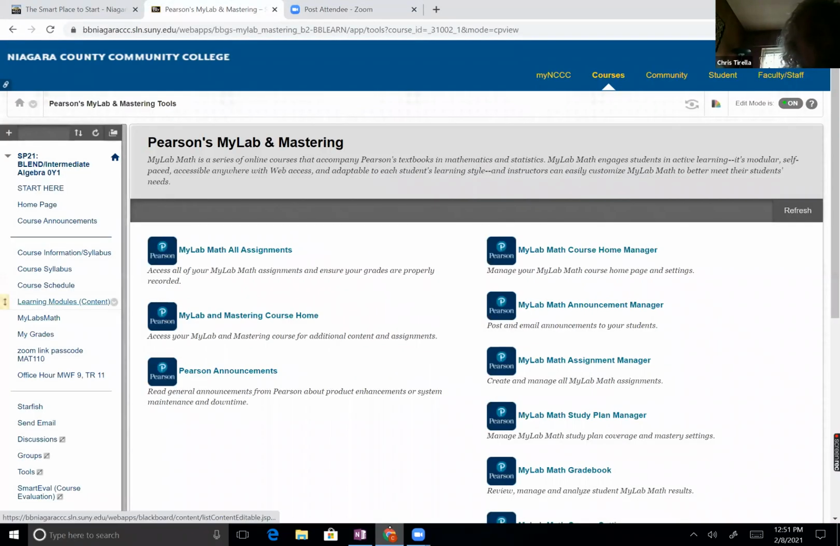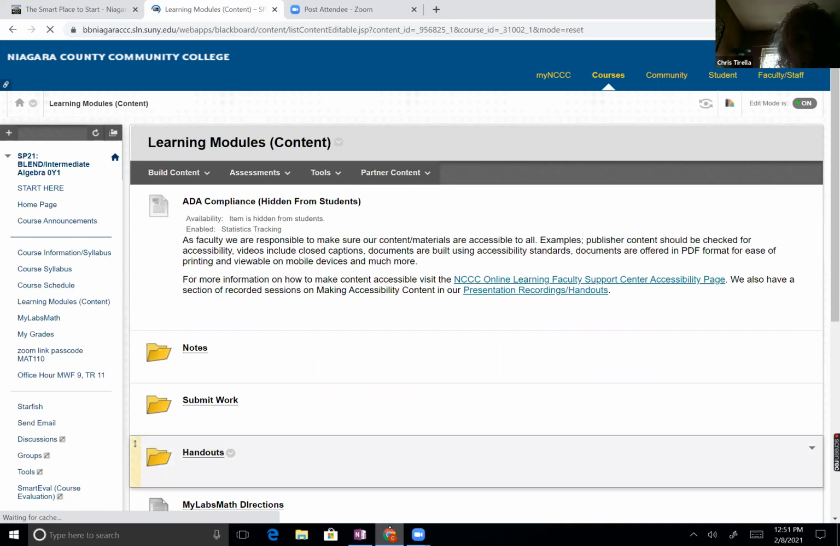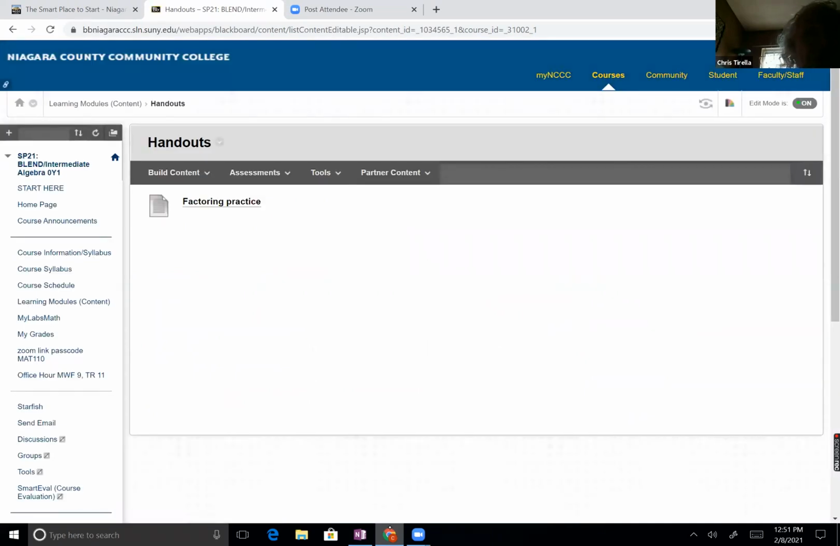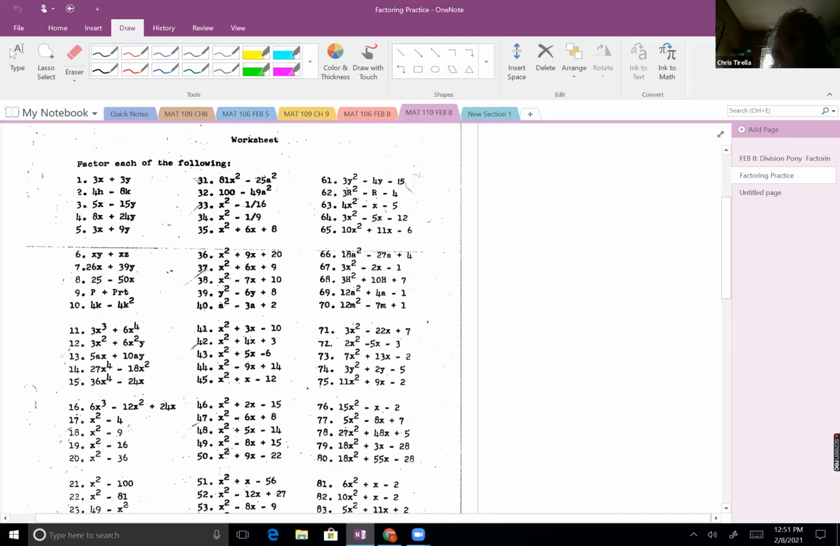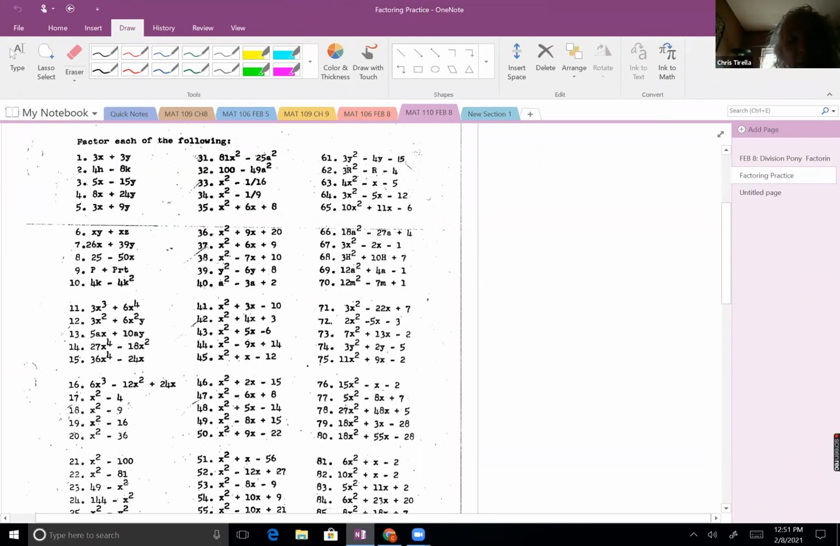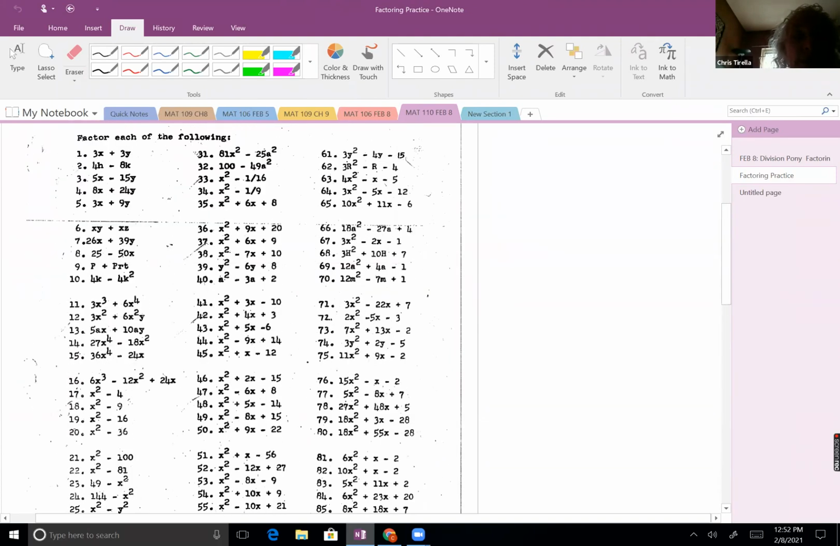And so there's an extra in Blackboard and learning modules content. And my internet's too slow today. Sorry, guys. And handouts. I put a present there for you guys. And the present is a factoring practice worksheet. I also took the liberty of adding that factoring practice worksheet to today's notes. And look at that. Isn't that a thing of beauty? It is 90 factoring problems. Not quite 100. There's 90 of them.